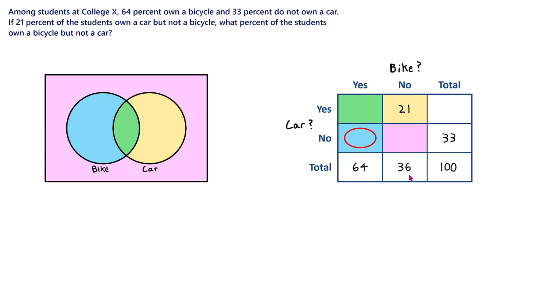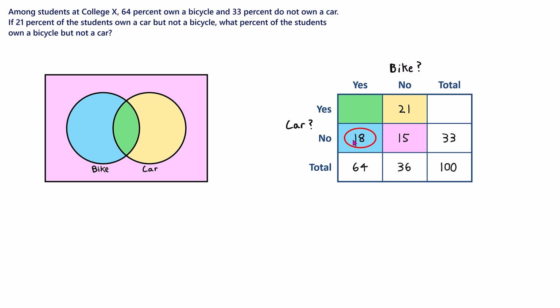And now that we have 36 here, we can solve this column. The column is saying 21 plus pink is 36, and that implies that pink is 36 minus 21, or 15. Finally, this row is saying circle plus 15 is 33, so circle must be 33 minus 15, 18. And there you have it. The percentage of students who own a bicycle but not a car is 18.